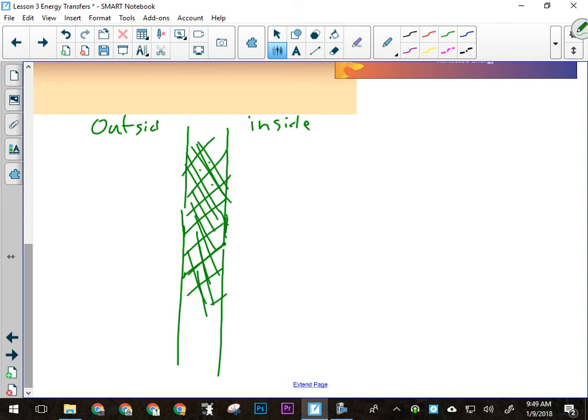Okay. What if I want to do the exact opposite? What if I want to build a solar water heater? What would I make that look like?